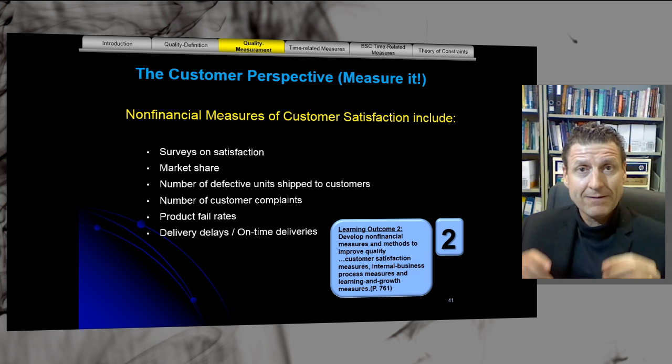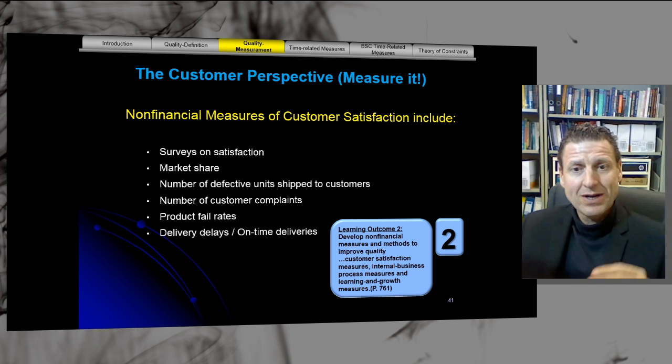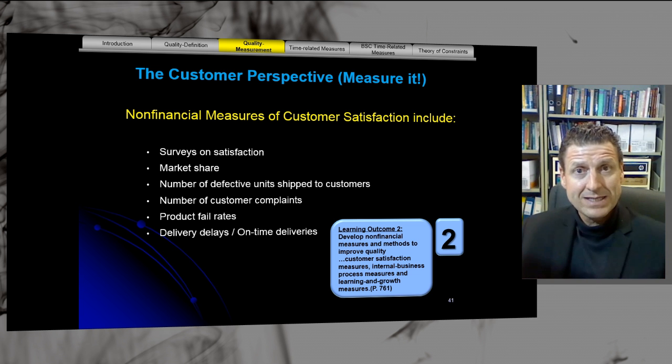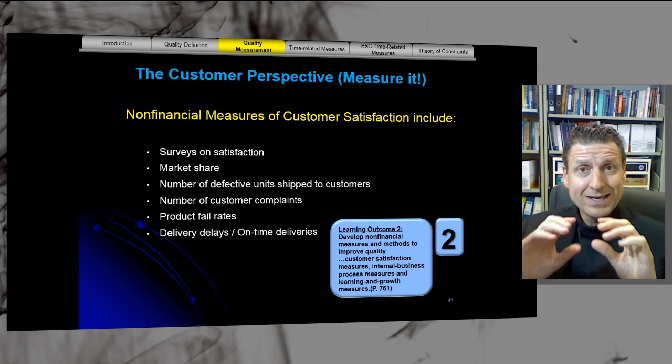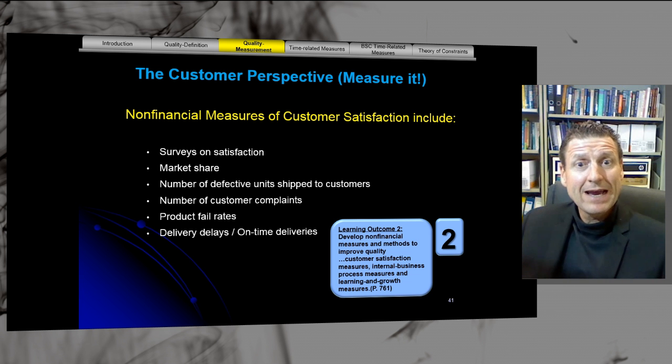Before we get into that example, let's go over some basic measures that are relevant in the balanced scorecard, because to date we've only focused on the financial measures. Learning outcome 2 is to understand some good examples of measures at the customer level, the internal process level, and the learning and growth level. Here we have the customer perspective. We've got surveys on satisfaction. You can do surveys, you can do mystery shoppers, we can have focus groups, market share, and the number of defective units shipped to customers if it's a B2B.